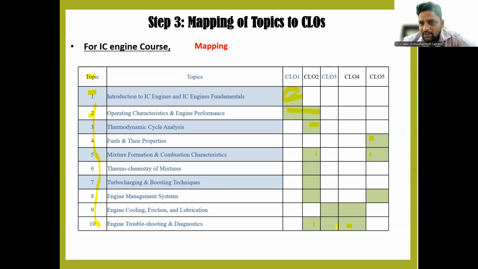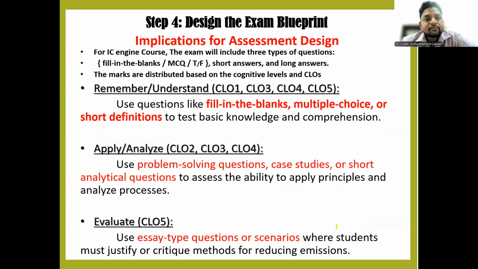So previously I aligned the course learning outcomes with your Bloom's taxonomy level. Now I am aligning each topic towards your particular course learning outcomes. Okay, now the next step is designing the exam blueprint. This is not as simple as the previous one.